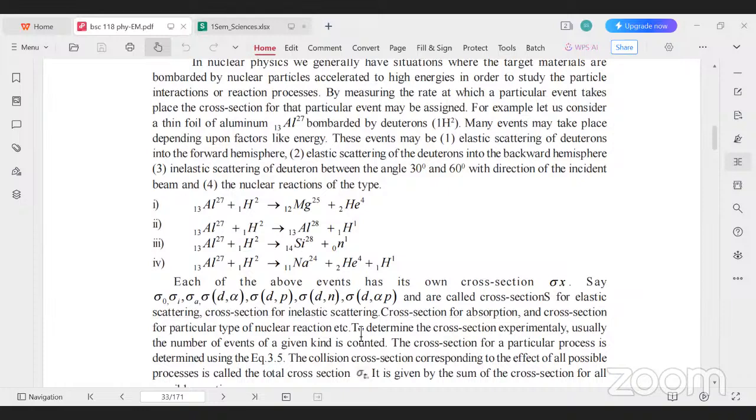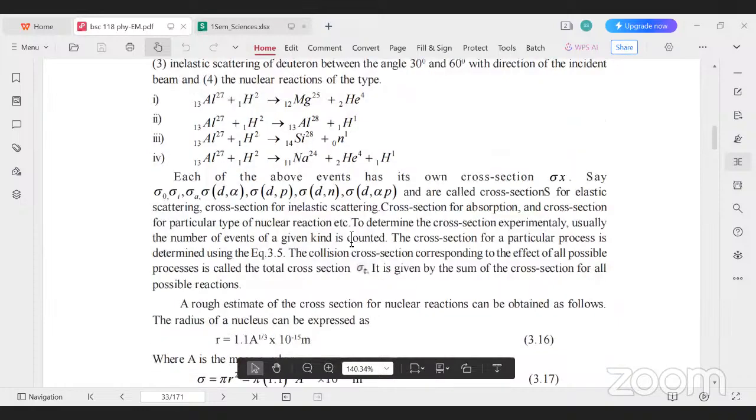To determine the cross section experimentally, usually the number of events of a given kind is counted. The cross section for a particular process is determined using the collision cross section corresponding to the effect of all possible processes, called the total cross section. It is given by the sum of the constituents for all the possible reactions.